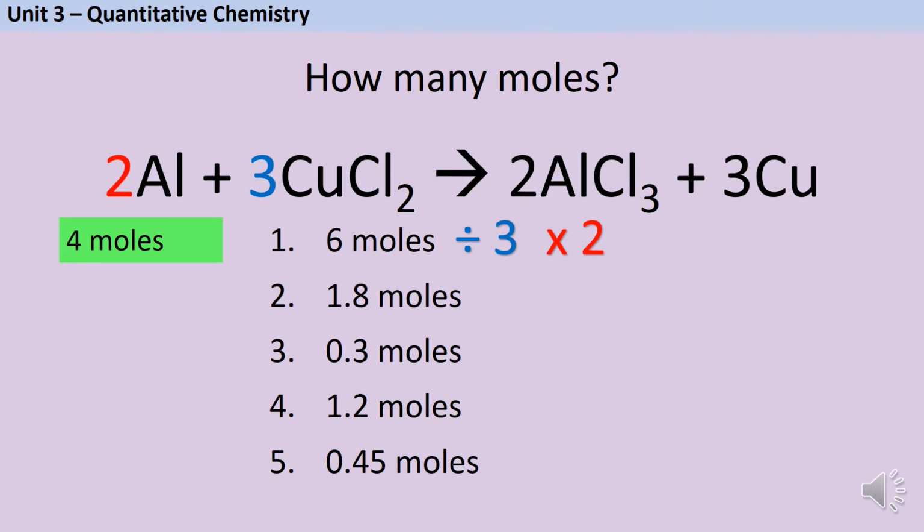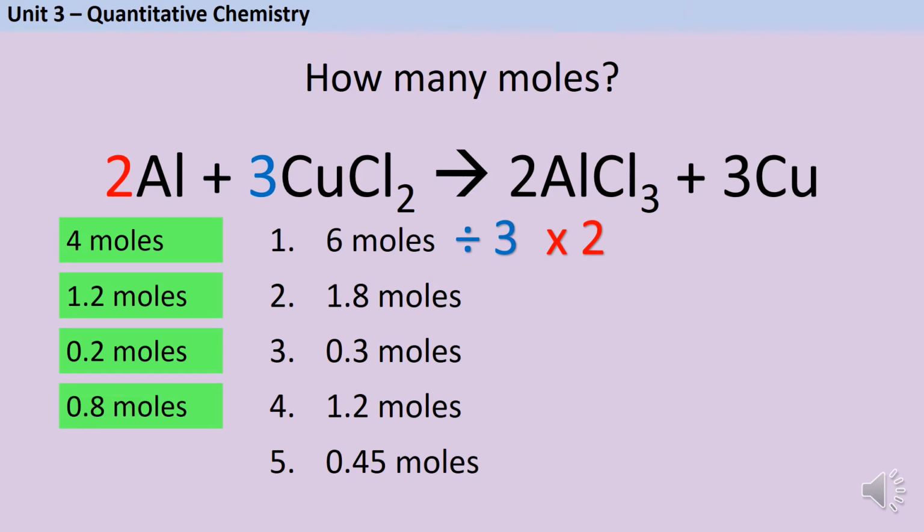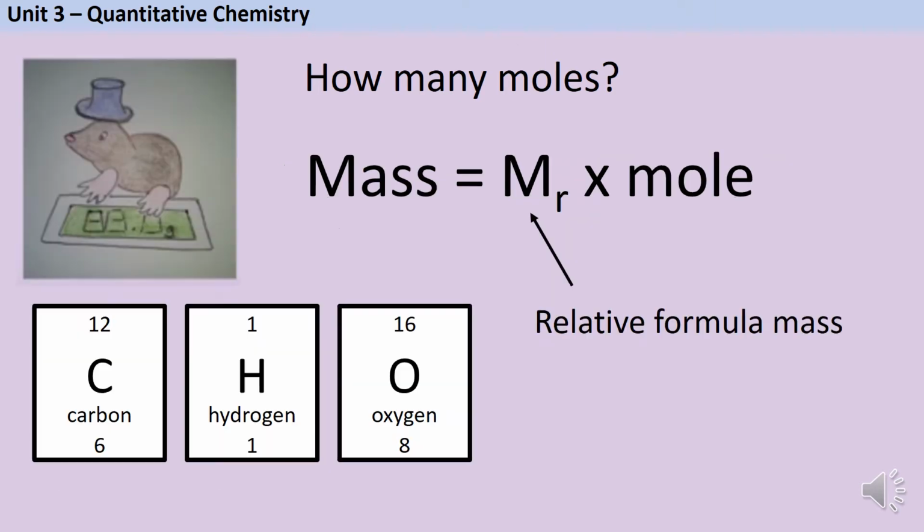So 1.8 divided by 3 and then times by 2 is 1.2 moles, 0.3 divided by 3 and times by 2 is 0.2 moles. 1.2 moles of copper chloride will react with 0.8 moles of aluminium, and 0.45 moles of copper chloride will react with 0.3 moles of aluminium.